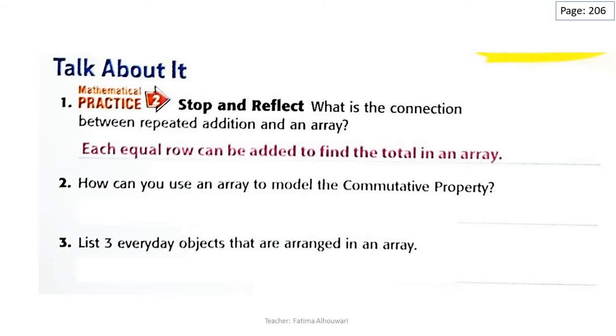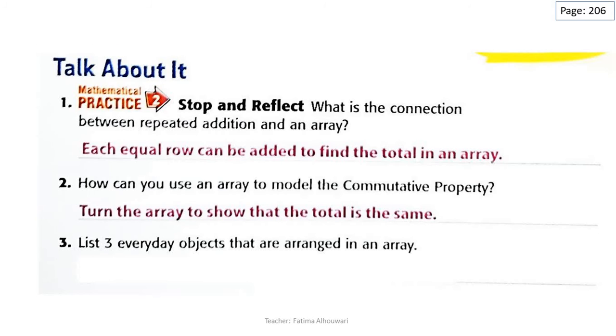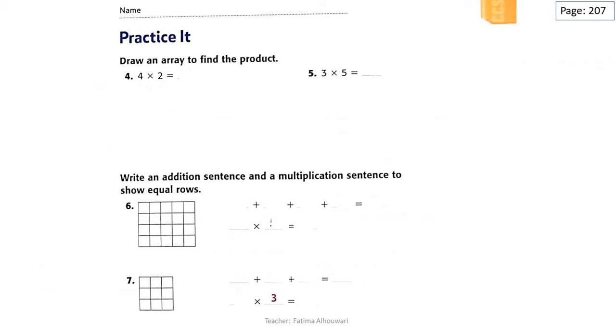How can you use an array to model the commutative property? Just as we did before, we can turn the array. So turn the array to show that the total is the same. Question number 3. List the 3 everyday objects that are arranged in an array, like carton of eggs, sheet of stamps, and muffin pan. Let's see the next page.